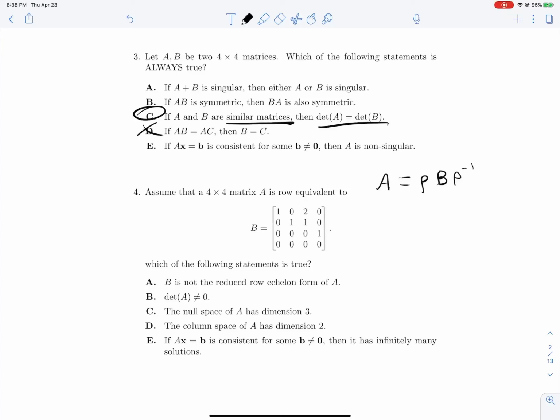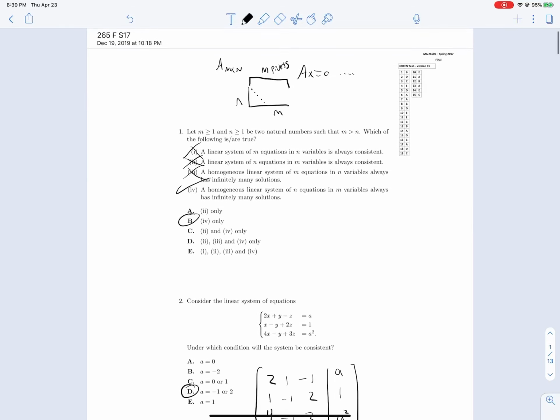So no, not necessarily. Just because we are consistent for some vectors that are not the origin, it doesn't mean that A has an inverse. So E is incorrect, and these two are just incorrect. You can test them out, and you'll be able to find cases where they're not true. I'm not going to do that. I don't really feel like it, because we know that C is a true statement.